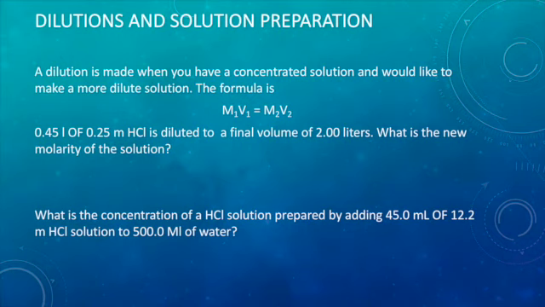A dilution is made when you have a concentrated solution and you want to make a dilute solution. So the formula is M1V1 = M2V2. So that is the molarity of solution 1 times the volume that you transfer of solution 1 is equal to the molarity of solution 2 times the total volume of solution 2. So if you have 0.45 liters of 0.25 molar HCl diluted to a final volume of 2 liters, what is the new molarity of this solution?